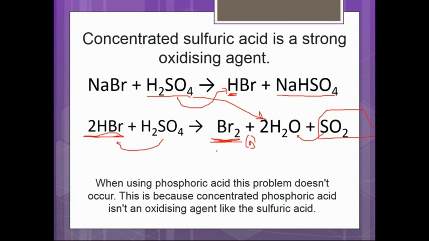So here we go. Using the phosphoric acid with the hydrogen bromide and the hydrogen iodide, we do not get these extra products formed. We get our desired product of hydrogen bromide, hydrogen iodide, and no waste product, except for this little thing here, which is easy enough to get rid of.